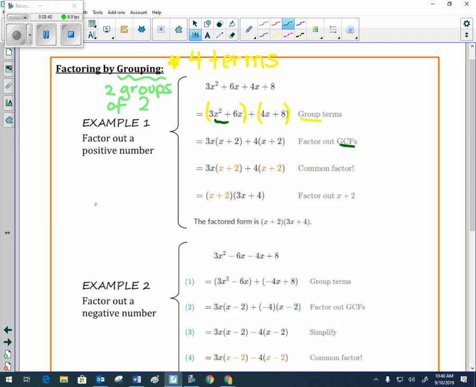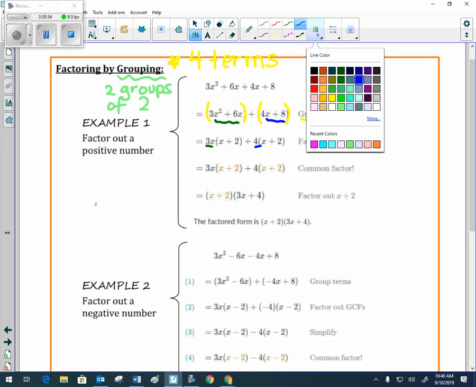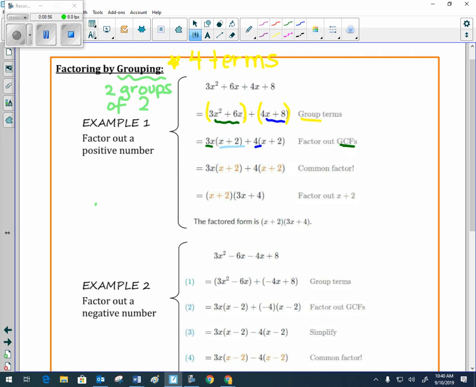So when I look at these 2 terms, here's the GCF. And when I look at these 2 terms, here's the GCF. Now, when you factor that GCF out, you may not realize it without pointing it out to you, but when you do that, notice how these 2 are the same. Because those 2 are the same, what that means is I can look at them and say, oh, the first term and the second term both have a common factor of x plus 2, so let's factor it out.